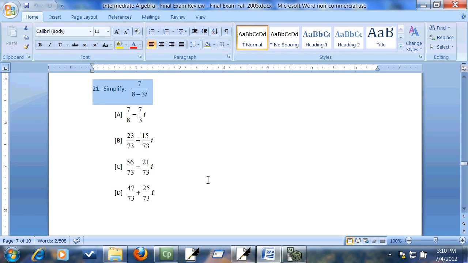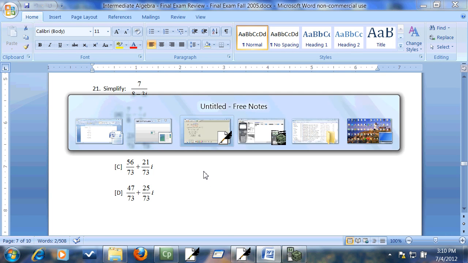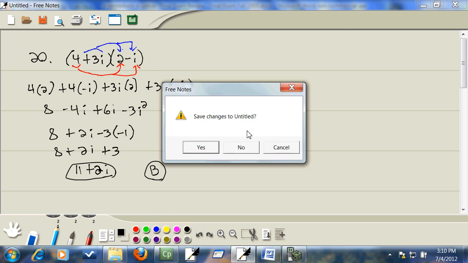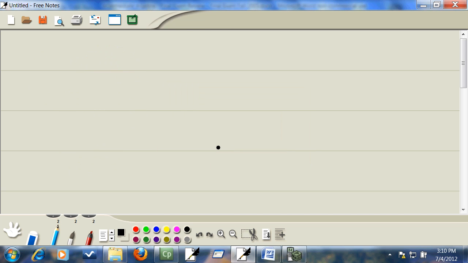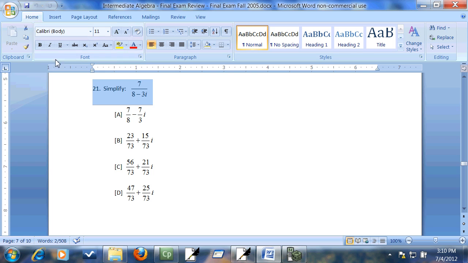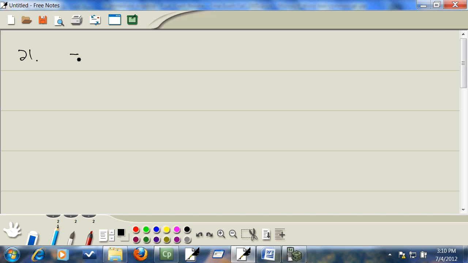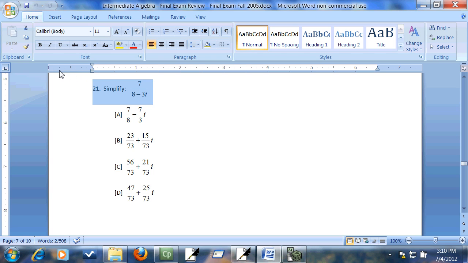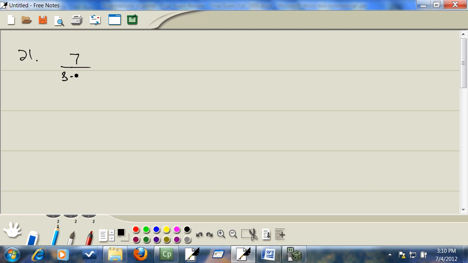Take a look at number 21. Okay, so we got 7 over 8 minus 3i. And the instructions say to simplify.